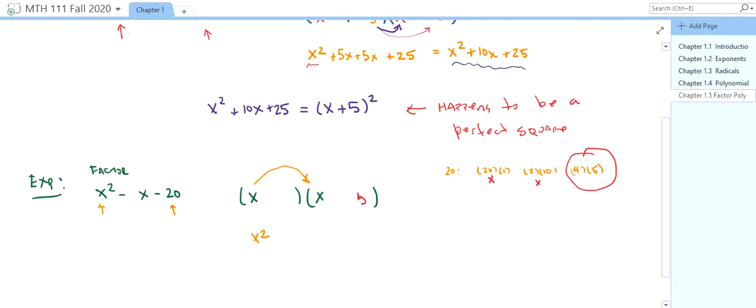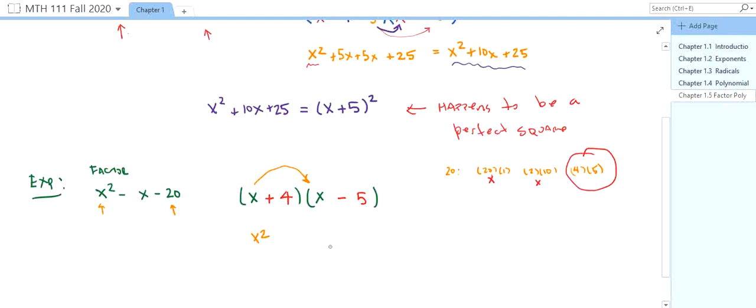Now the question is, what do we need for signs? Well, we need a negative 20 here, and the only way 5 and 4 can create a negative 20 is if one is positive and one is negative. But which one? Well, when we add those two together, we need to get a negative x. So the only way that can work is if the bigger number has the negative sign. So I'm thinking it looks like that. Now let's check it.